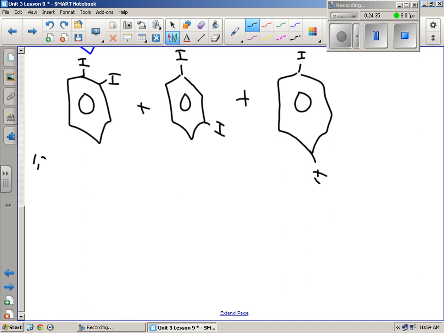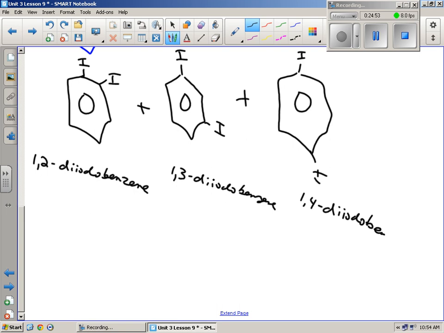This is 1,2-diiodobenzene. This is 1,3-diiodobenzene. And this is 1,4-diiodobenzene. Okay? So there's your, well, 3 hydrocarbons and your HI, of course. Okay, good? Yep. So that's substitution.